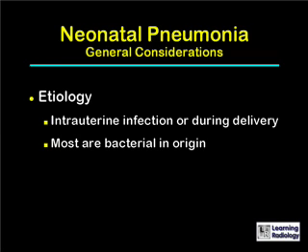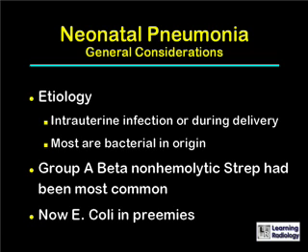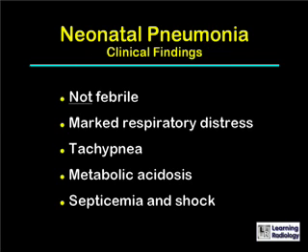Neonatal pneumonia. Most times, neonatal pneumonia is due to an intrauterine infection or occurs during delivery. Most are bacterial in origin. Group A beta non-hemolytic strep had been the most common cause. Now the most common cause is more often E. coli. Classically, these are not febrile. They do, however, have marked respiratory distress and tachypnea. They may have a metabolic acidosis and septicemia with shock.